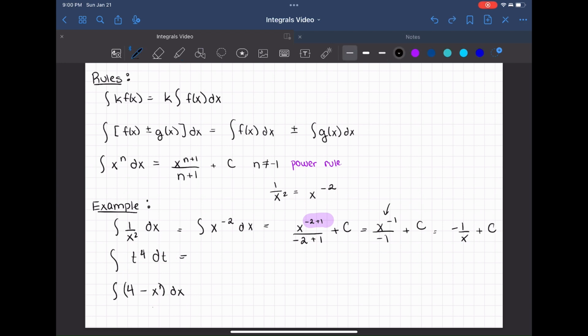This is just power rule again. It's t to the something, right? So we're going to add 1 to the exponent. 4 plus 1 is 5. Divide by the new exponent, 5 again. And we add that plus c.